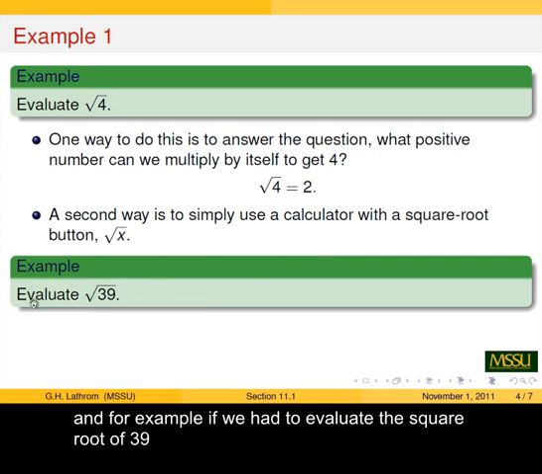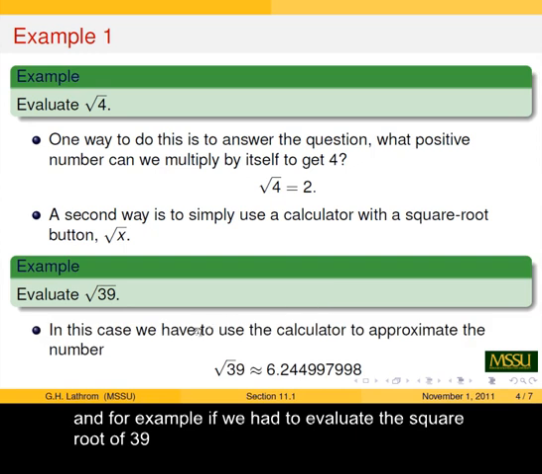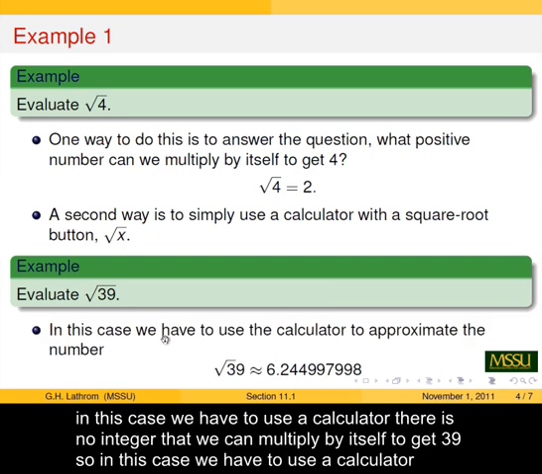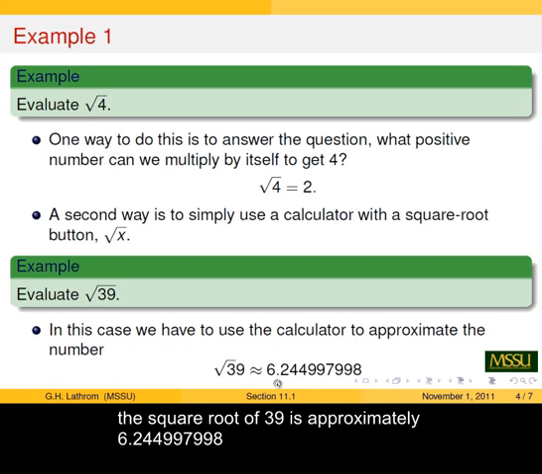For example, if we had to evaluate the square root of 39, in this case, we have to use a calculator. There is no integer that we can multiply by itself to get 39. So the best that we can do is a calculator approximation. The square root of 39 is approximately 6.24499799898.